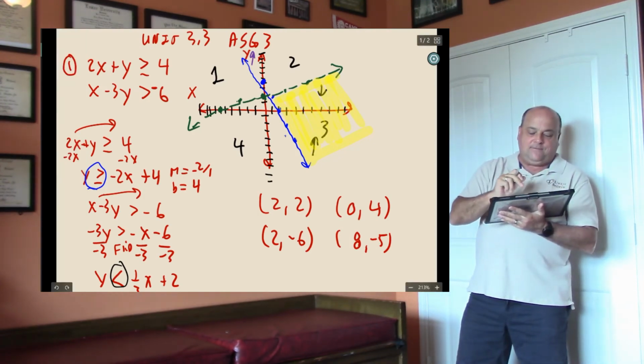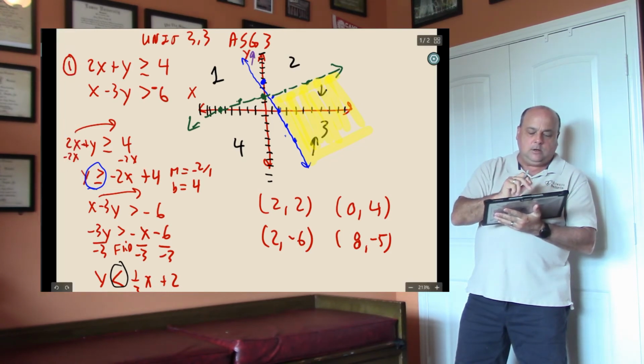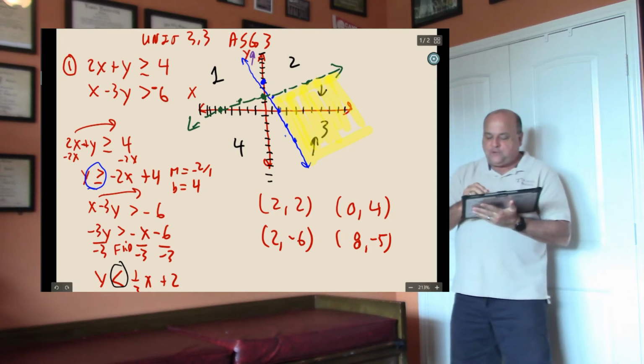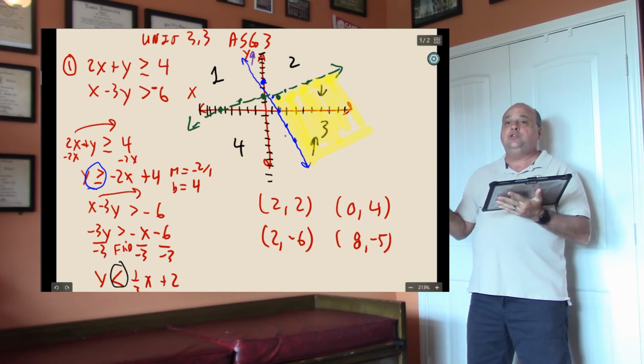If I were to graph, and I'm sorry about this, let me get over here, and I'm going to graph, let me do it in green. If I were to graph (2, 2), right 2, up 2, I would be right in here. That one would be true, wouldn't it?